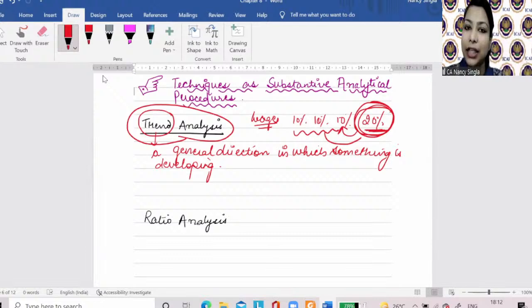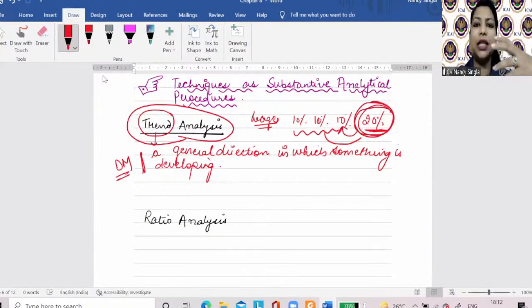That is the direction in which a particular thing is developing. This is just a dictionary meaning for your understanding. You need not write it. Students, can I say this is a very commonly used technique, because when you are analyzing a financial statement item, you will consider, let me have a look at what the trend was in the last 4-5 years. Was it an increasing trend?